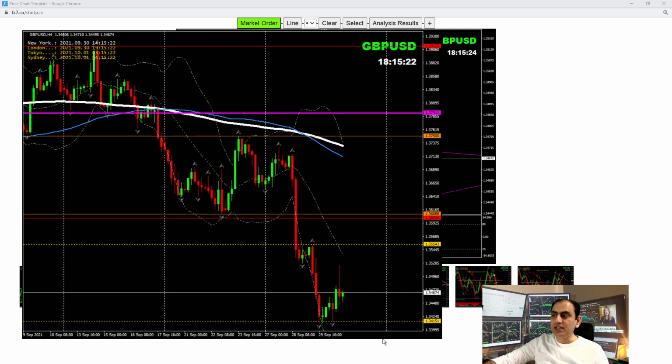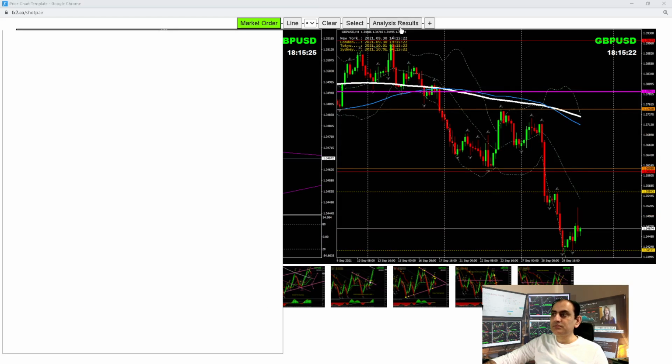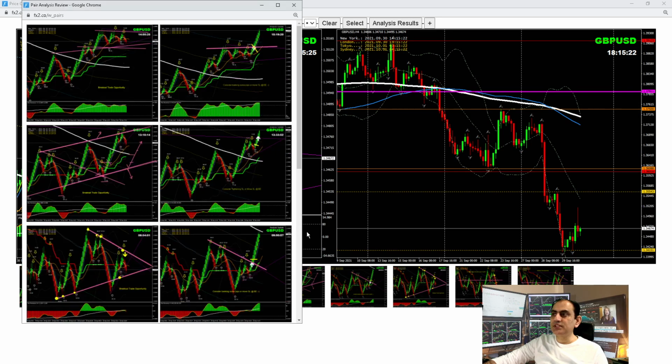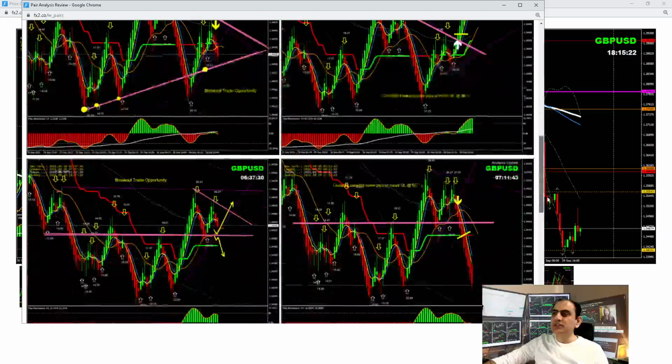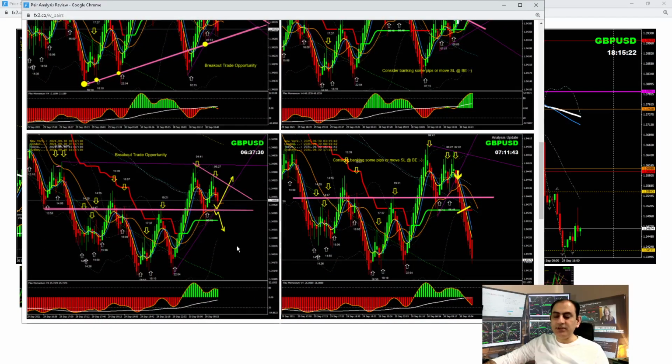Let me share with you guys how I analyze this part of it in intraday. Let me open the intraday charts. Let me share with you the analysis. Okay, so this is the analysis. We had it just before London open.